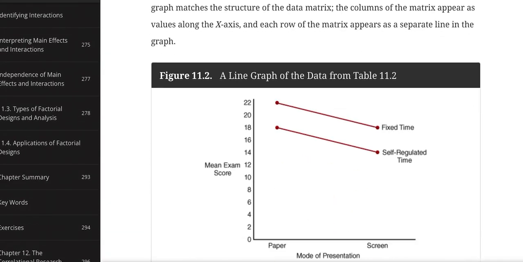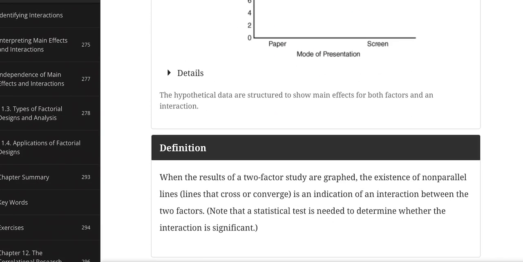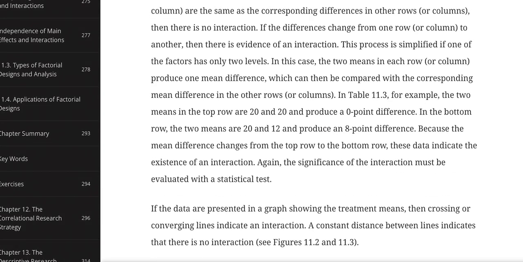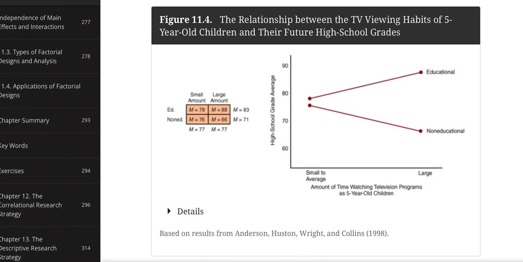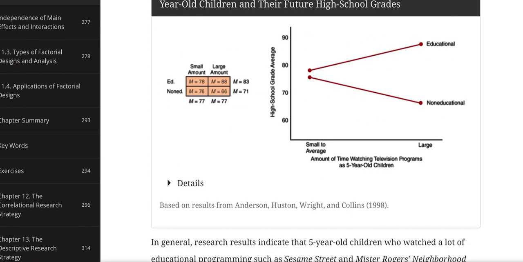So let's look at figure 11.4. I can't remember how many pages over it is. Here it is. So this example is showing you the relationship between the TV viewing habits of 5-year-old children and their future high school grades. Okay, so there's two variables here. There's the type of program they watched, educational or non-educational, and how much TV they watched as a 5-year-old, whether it was a small amount or a large amount. And then the dependent variable is their high school GPA.